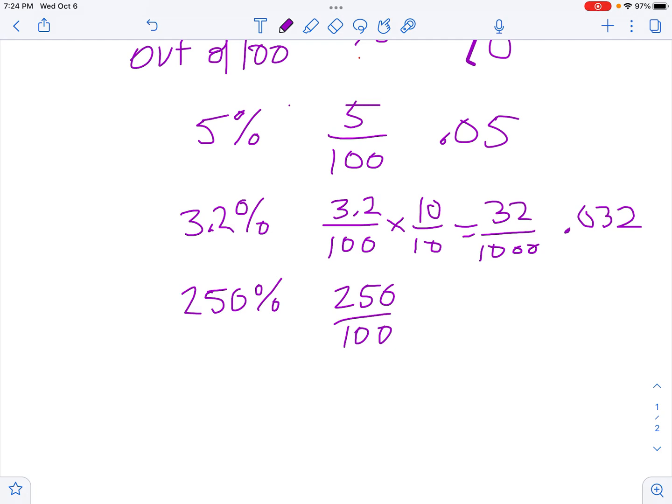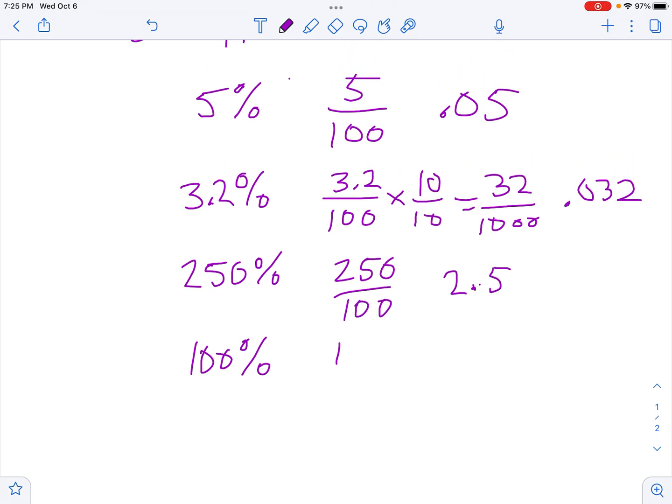And then 250% would be 250 out of 100, so that's more than 1, so it's 2.5. So remember that 100% is just 1. It's a good way to start. 100% is just 1.